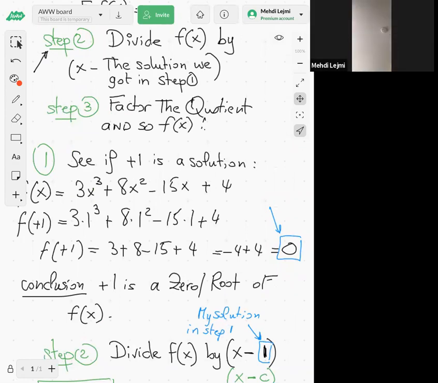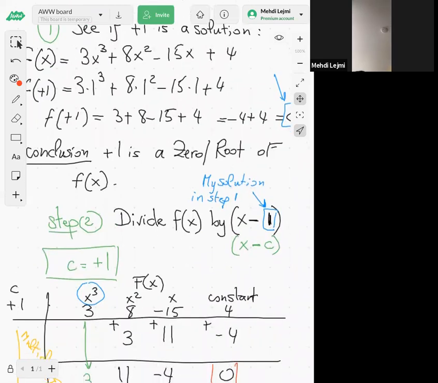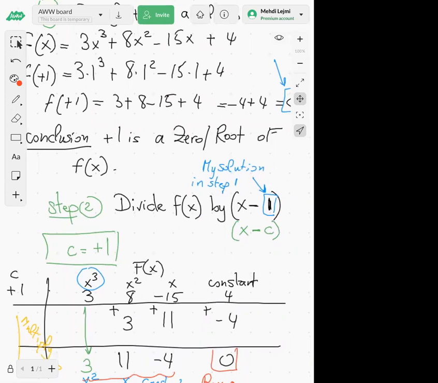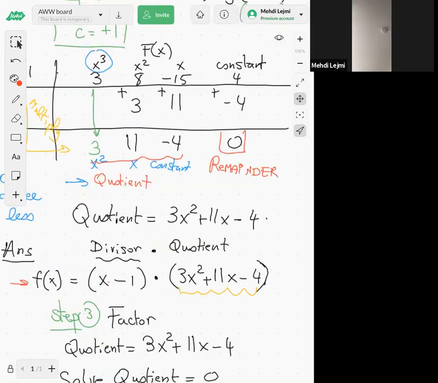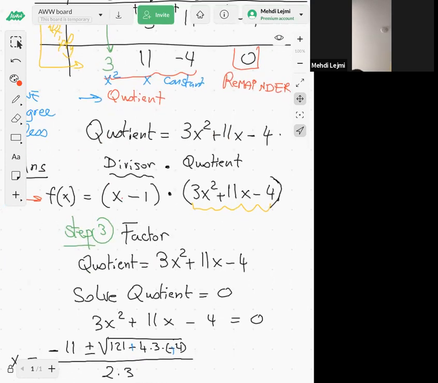Because I got 0. So once I got my solution, then I can move to the next step, and I have to divide my function by x minus that solution. So x minus 1, because I got 1. I divided f of x and got the quotient. So my f of x is now x minus 1 times the quotient. But because you want to factor f of x completely, you still need to factor this 3x squared quotient.